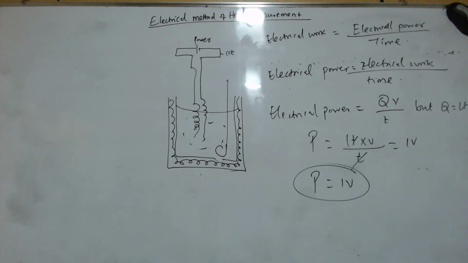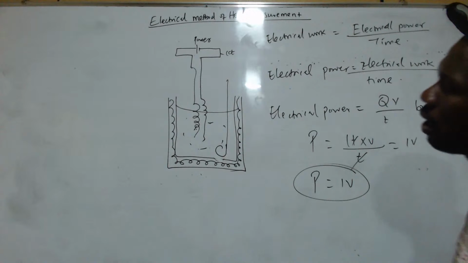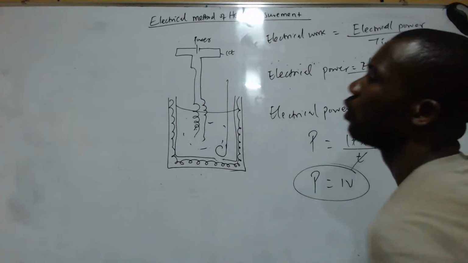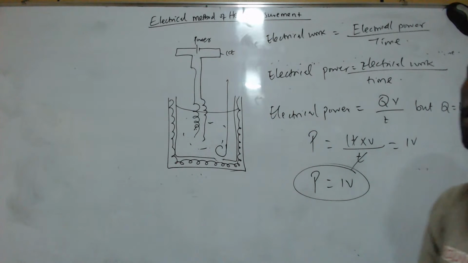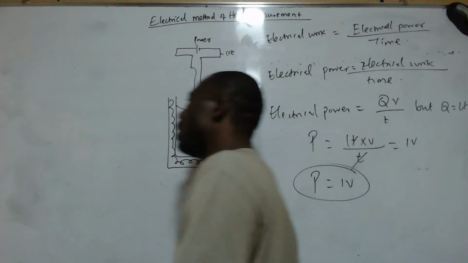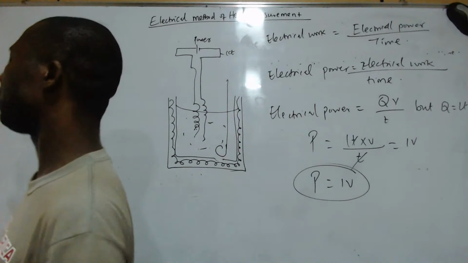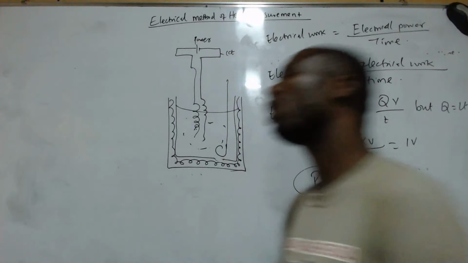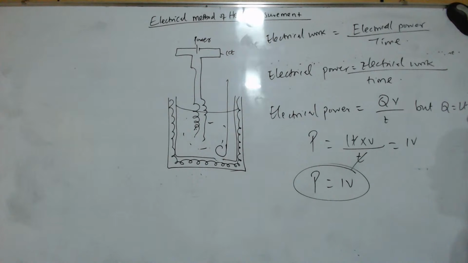Now, this is the power supply or the work done on this system to energize this system so that the temperature of the liquid or the content of the calorimeter will change. Now, let's pick up the question and see what we can do here.